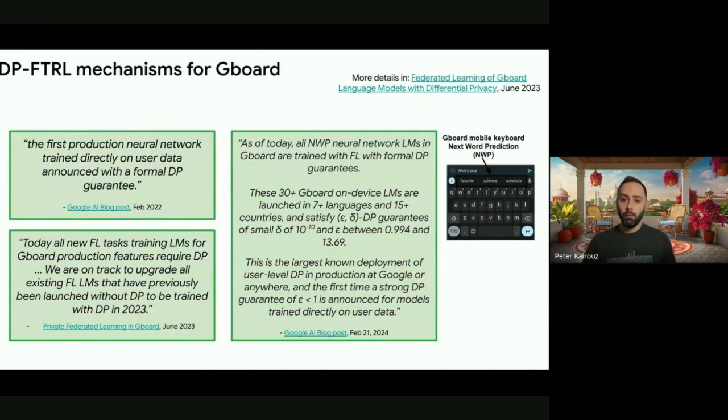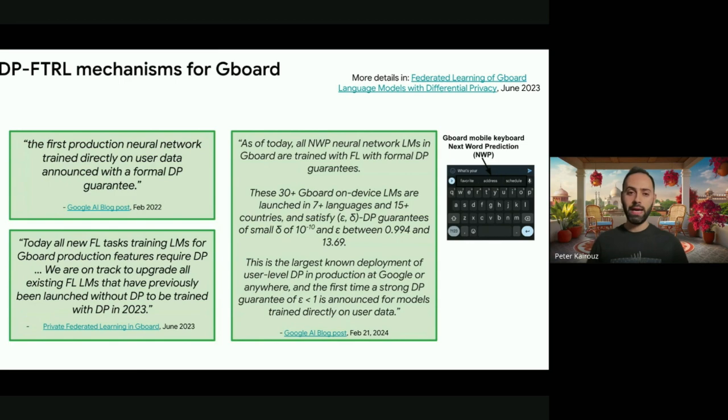As a result, working with the Google keyboard team for more than 5 years now, we were able to announce that all their models, all the neural network models, are now trained with differential privacy and federated learning. All the data is kept on device. We've trained more than 30 Gboard models in more than 7 languages in over 15 countries. And what we were able to achieve is, in some cases, an epsilon that's strictly less than 1, which is the gold standard of differential privacy. That is a really hard to achieve epsilon, and a lot of people thought this would never even be possible, to get good accuracy and at the same time get such strong epsilon.